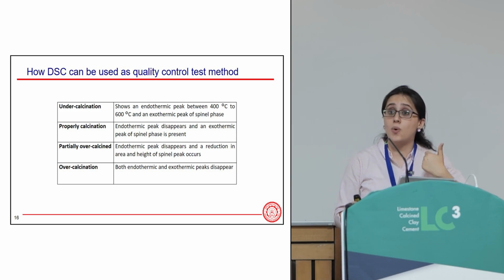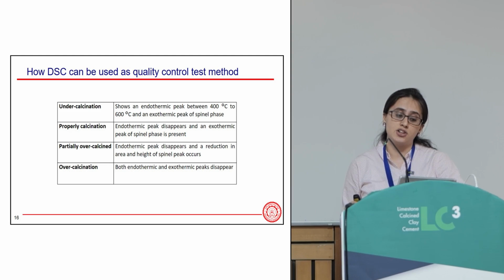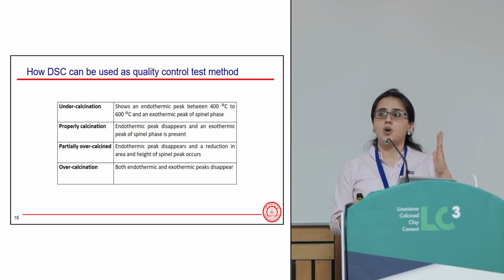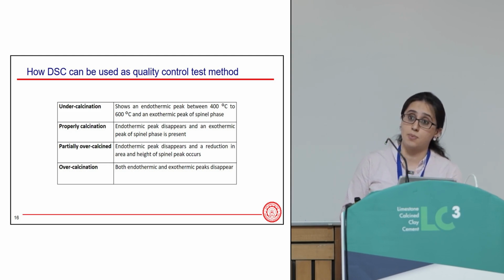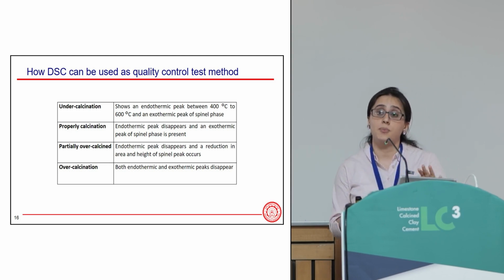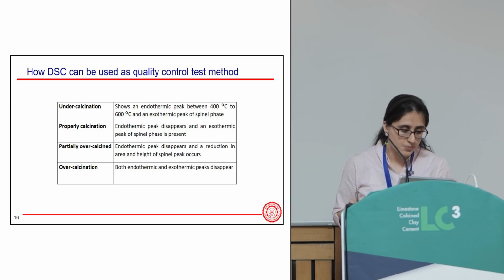Then there is the possibility of overcalcination, which you can quickly identify using the DSC method. The overcalcined clay will show you a straight curve with no endotherm as well as no exothermic peak when you are performing the experiment up to 1100 to 1200 degrees centigrade.